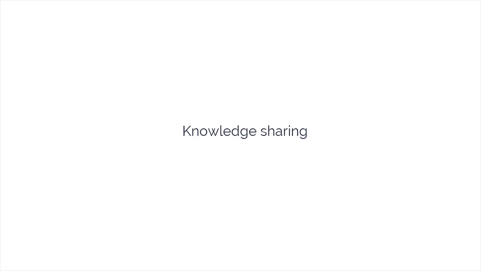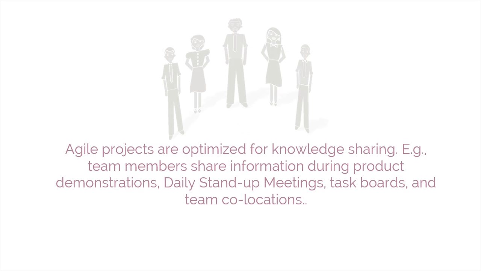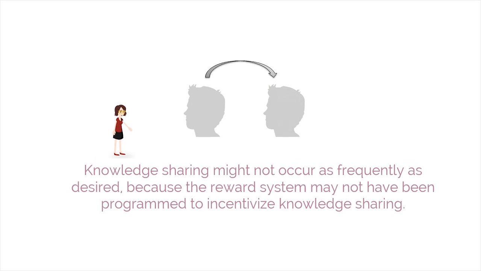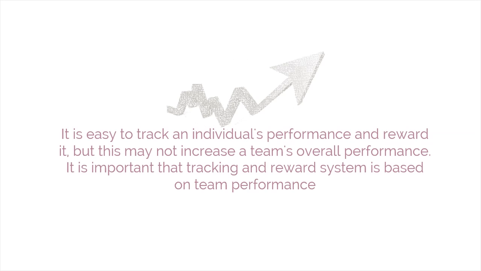Now let's look at knowledge sharing. Agile projects are optimized for knowledge sharing to occur. For example, team members share information during product demonstrations, daily stand-up meetings, task boards, and team co-location. As important as knowledge sharing is for Agile projects, it might not occur as frequently as desired because the reward system may not have been programmed to incentivize knowledge sharing. It is easy to track an individual's performance and reward it, but this may not increase a team's overall performance. Thus, it is important that the tracking and reward system is based on team performance.